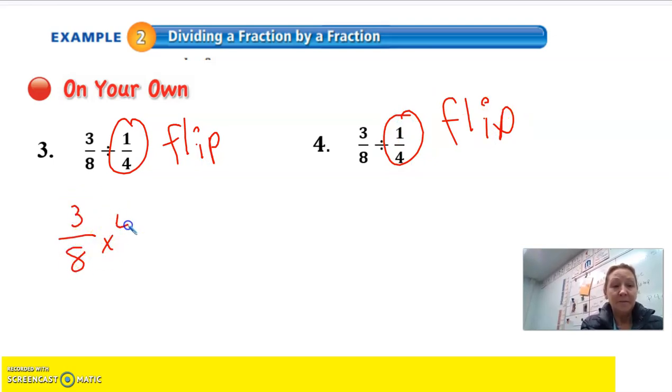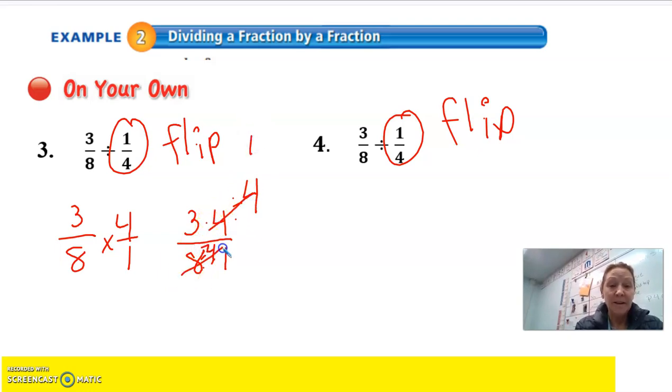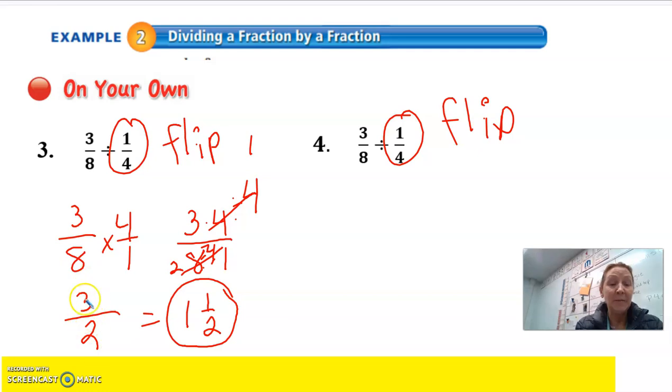3/8 times 4/1 is 3 times 4 over 8 times 1. I'm going to divide by the GCF. 4 and 8 are both divisible by 4. It's hard to squeeze in there. 4 divided by 4 is 1. 8 divided by 4 is 2. I get 3 times 1 over 2 times 1. That equals 1 1/2, right? You have to get really good at turning an improper fraction back into a mixed number. 3/2 is the same as 1 1/2. Okay, last one.